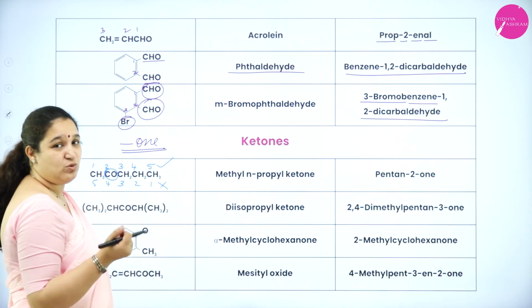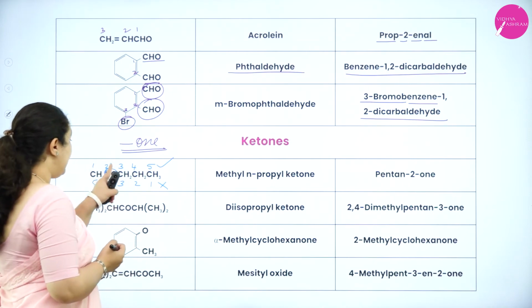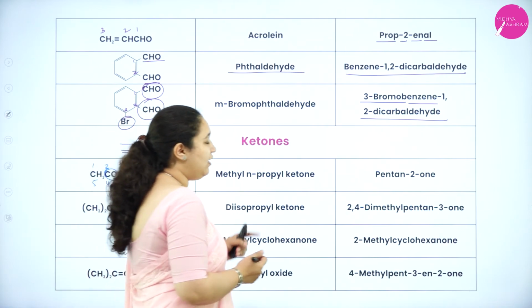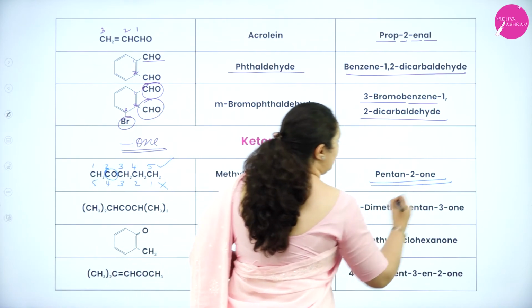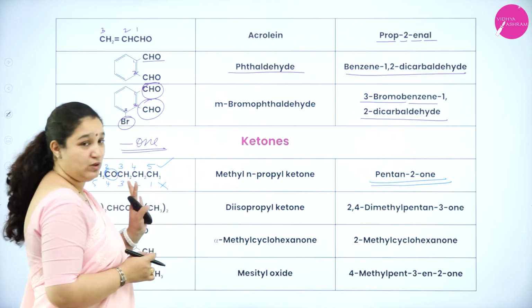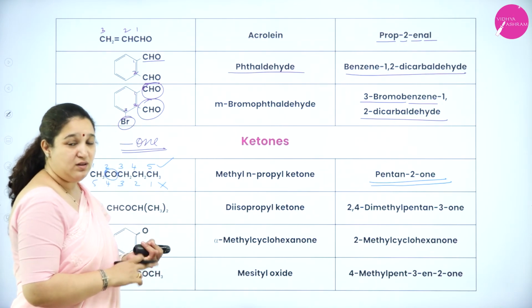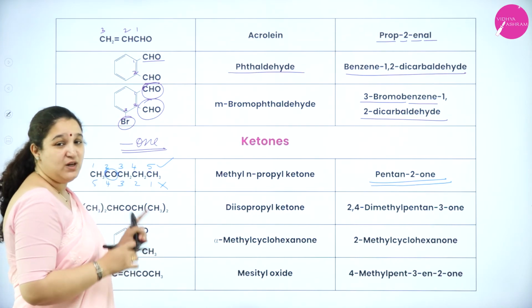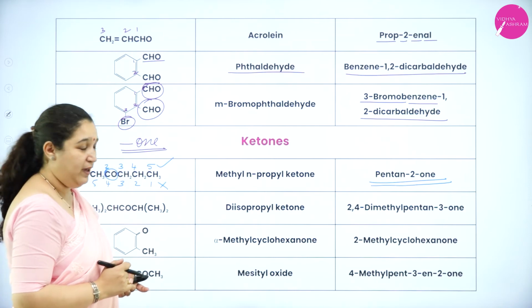Pentan is the root word. Second carbon atom is the carbonyl group. So it is pentan 2-one. What is it? It is pentan because carbon-carbon no double bonds. Pentan. You have to write 2 because second carbon atom is the carbonyl group. So it is 2-one. Okay.